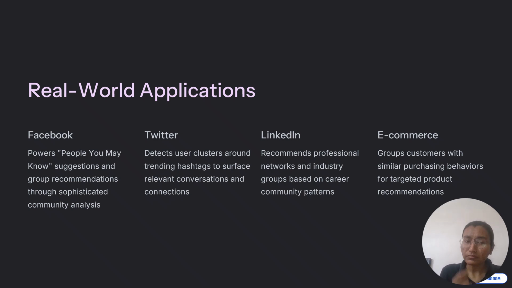Second comes Twitter. Twitter uses community discovery to find groups around trending hashtags. Third comes LinkedIn. LinkedIn recommends professional circles or groups using community discovery. Fourth is e-commerce platforms. They use it to suggest similar products or customer groups, right? Its main purpose is to suggest similar products or customer groups to people. So it's widely used in almost every digital platform we use daily.